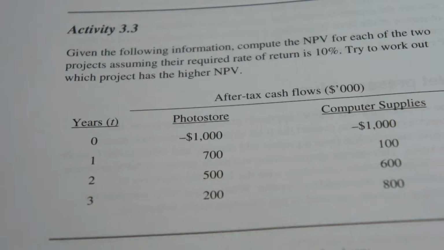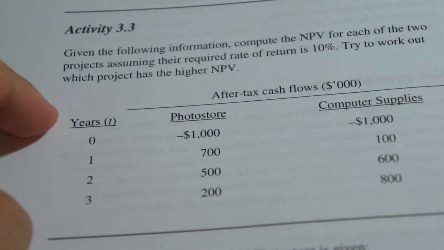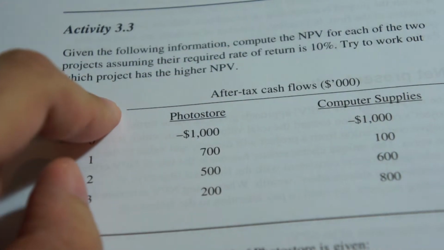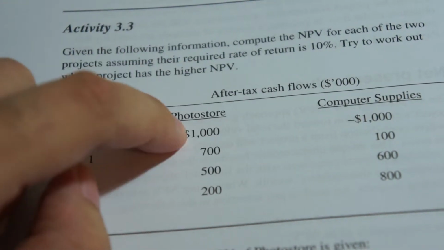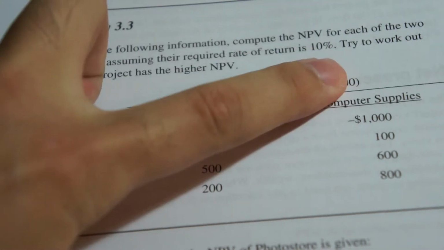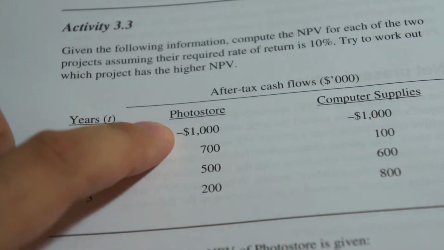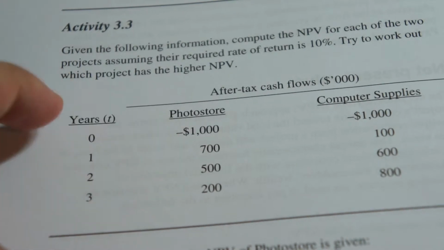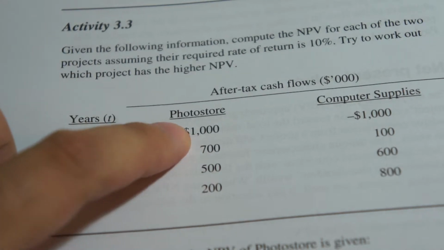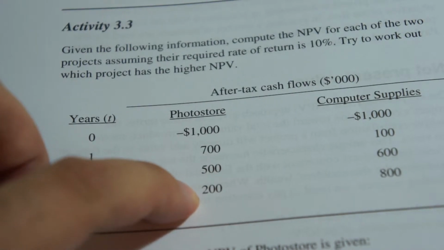I'm going to talk about how to compute NPV, the net present value. Here is one question: we need to compute the NPV for two projects, and I would like to focus on one project, which is photo stores. The annual interest rate is 10%, and the project lasts 3 years. We need to pay $1,000 now, and then we will receive $700 after 1 year, $500 2 years later, and 3 years later we receive $200.